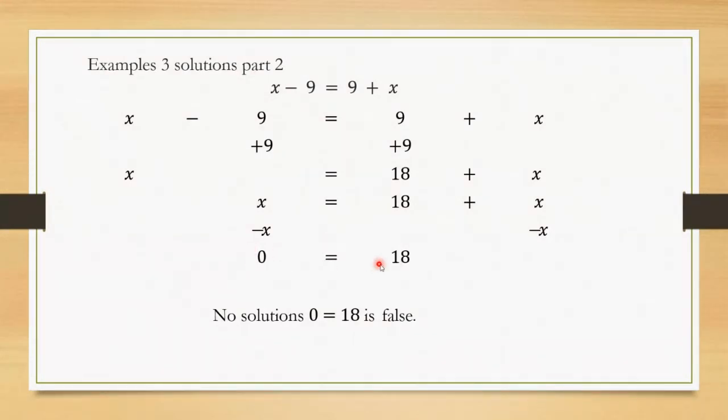Well, this equation is never true. It's always false. So the original must be false also. In other words, this one is always false. It's never true. This is equivalent to the original, so the original must be always false as well. So there are no solutions in this one. Or if you go back to that solution set idea, the solution set is empty.